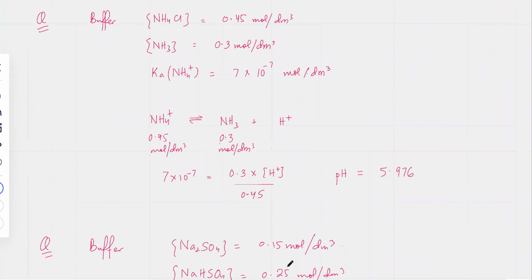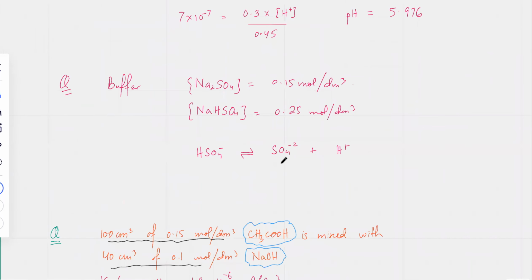This was another buffer. You had NH4+ ions and you had NH3. So both the weak acid and the conjugate base were present. NH4+ and NH3 both were present, and their concentrations were also known. So K was NH3 concentration times H+ divided by NH4+. And we were able to figure out the concentration of H+ ions.